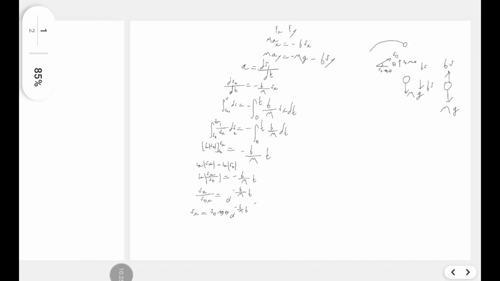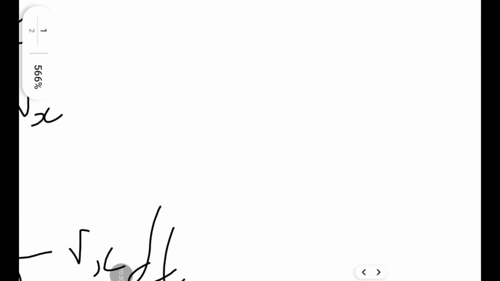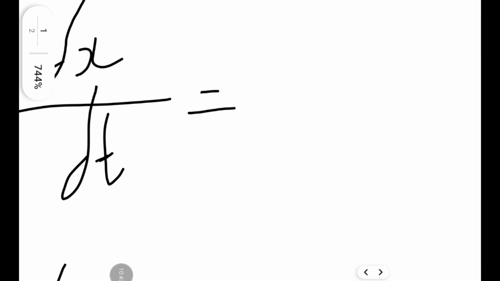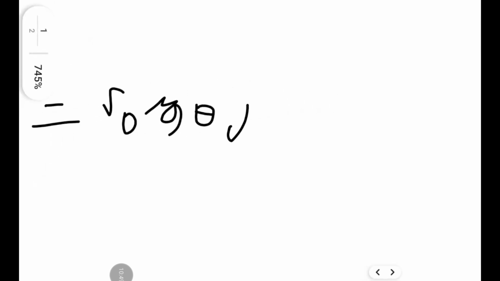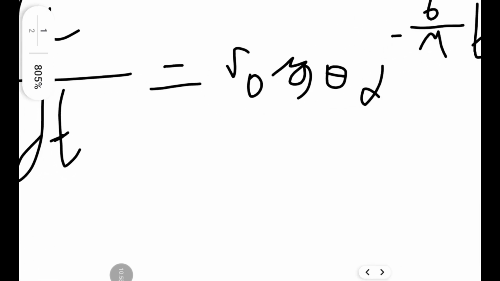If, for example, we want to get the position in terms of x, we know that velocity x is equal to dx by dt. And that can be equal to v0 cosine of theta times e to the power of minus b over m t. We know that from before. We can integrate again, and this integral is a lot easier.